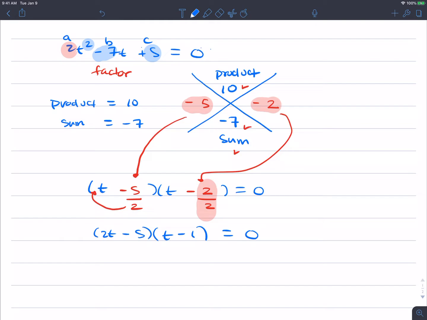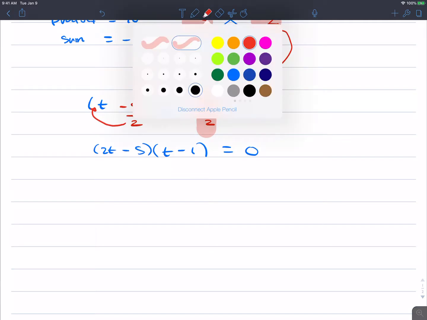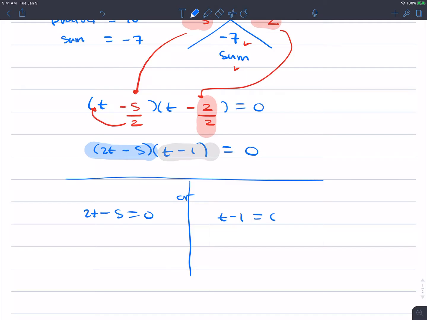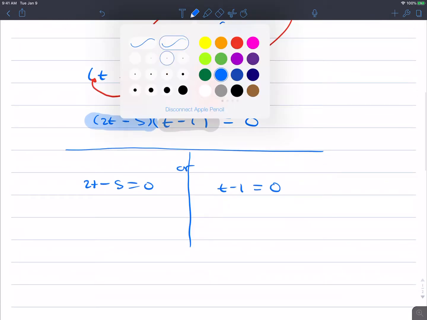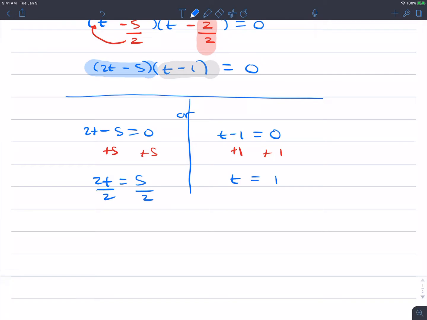So now we get to use the zero product rule. Zero product rule is whenever I have two terms multiplied together and they equal 0. What that means is either the first term is 0 or the second term is 0. You're going to add 5 to both sides here, and you'll add 1 to both sides here. You obtain 2t equal to 5, and you get t is 1. So when you divide both sides now by 2, we have t going to be 5/2.